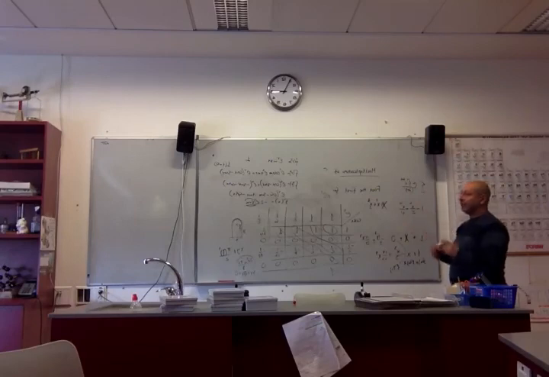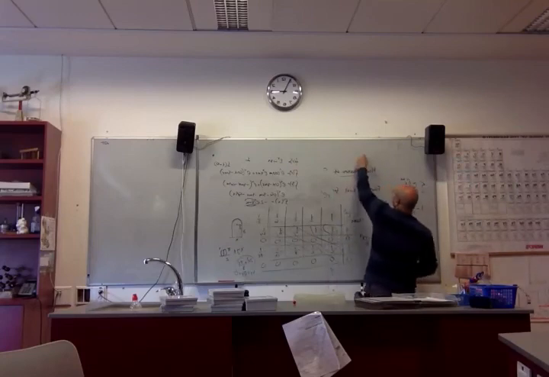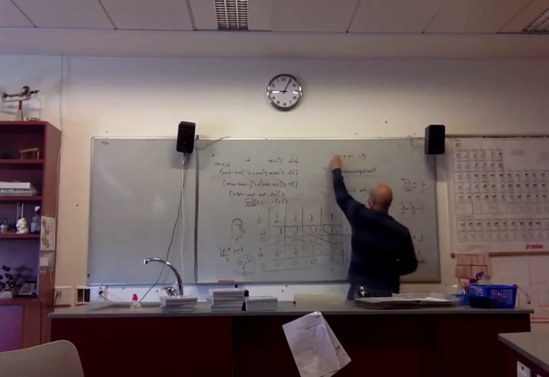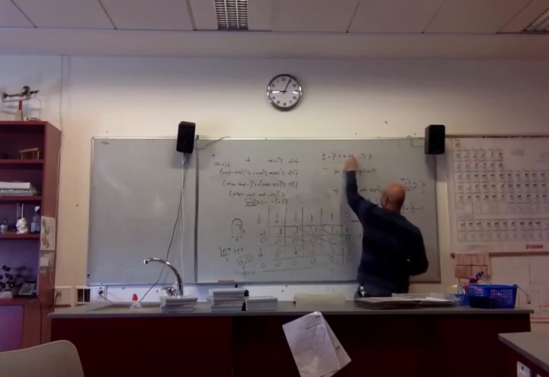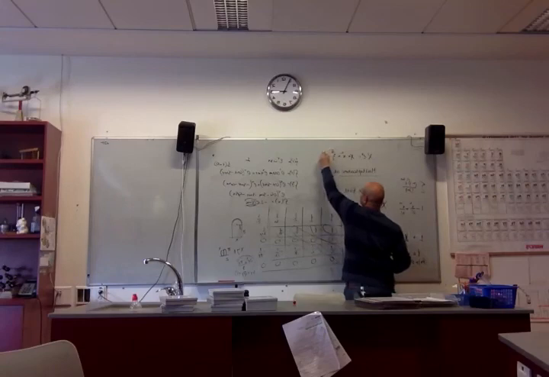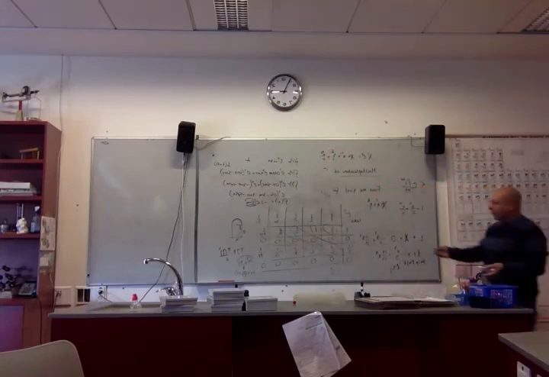Because e to the x is just, if e to the x is 1 plus x plus x squared over 2 plus x cubed over 6, then x times it will be x plus x squared plus x cubed. You just multiply by x. No big deal.